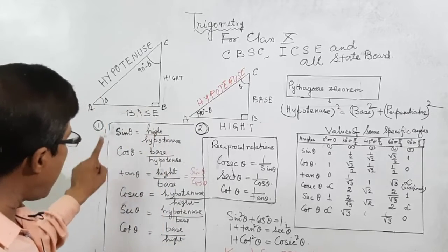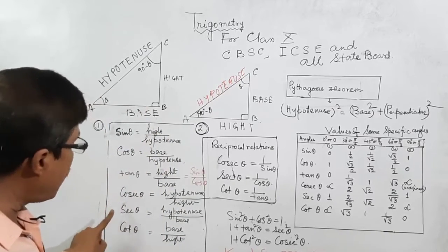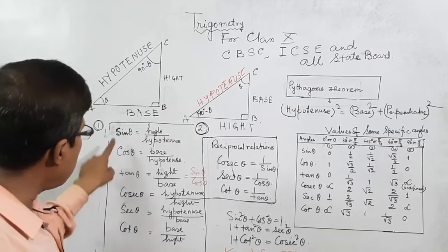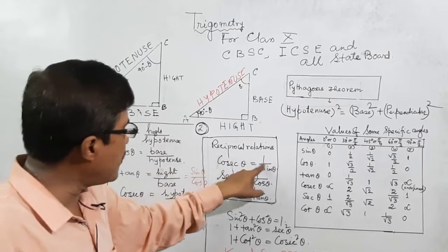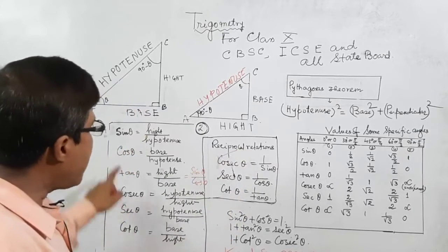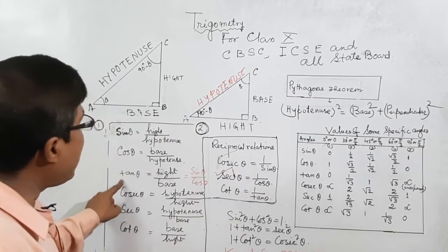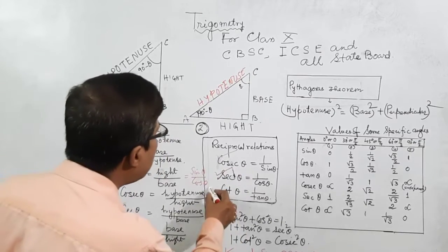Again sin theta, cos theta, tan theta, cosec theta, sec theta and cot theta. 1 by sin theta equals cosec theta, 1 by cos theta equals sec theta, and 1 by tan theta equals cot theta.